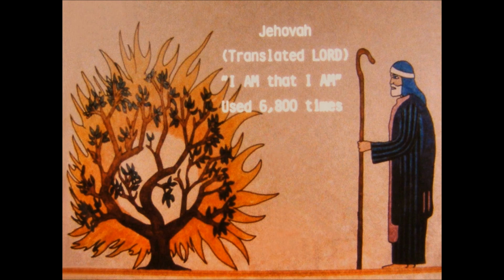The root meaning of the name Jehovah is to be, or being. Jehovah is the I am that I am. The name Jehovah is translated in our English Bibles into the word Lord, using all capital letters. All of the compound names of Jehovah that we will study are also translated Lord, with all capital letters. In the Old Testament, the name Jehovah occurs approximately 6,800 times.